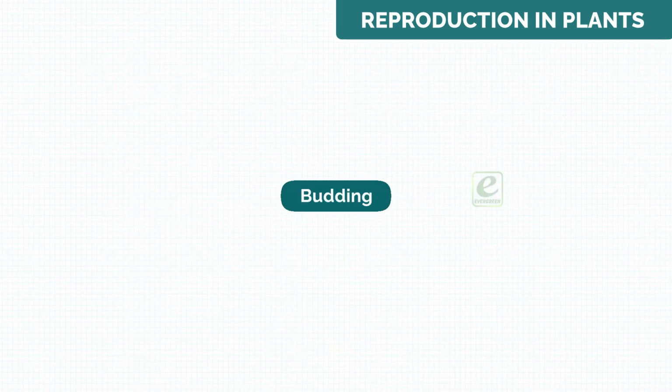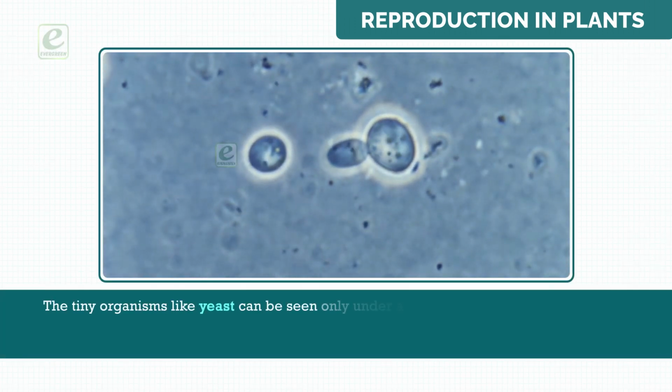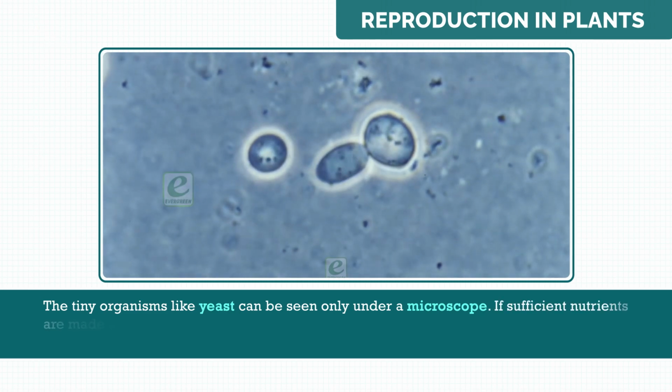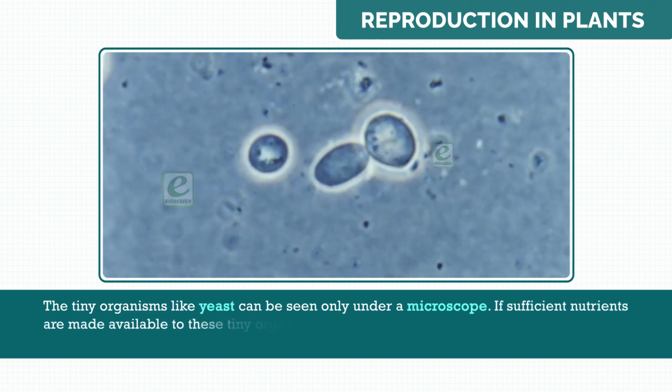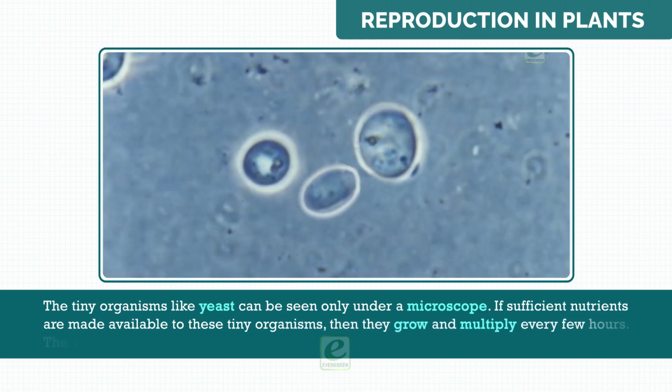Budding. The tiny organisms like yeast can be seen only under a microscope. If sufficient nutrients are made available to these tiny organisms, then they grow and multiply every few hours. The yeast is a single-celled organism.